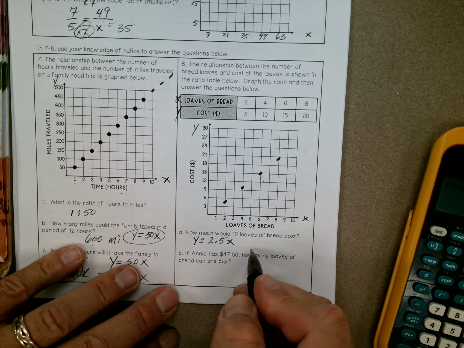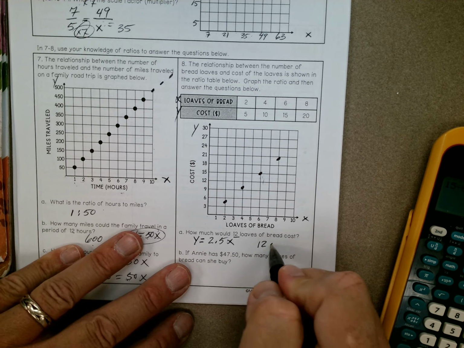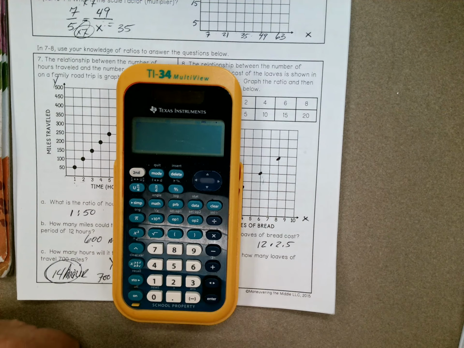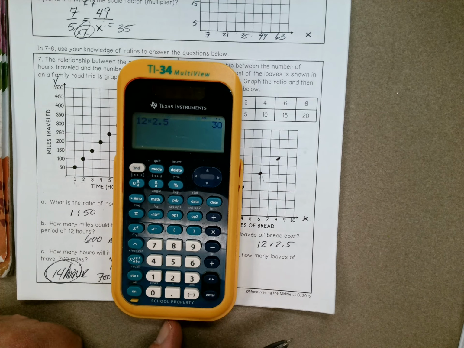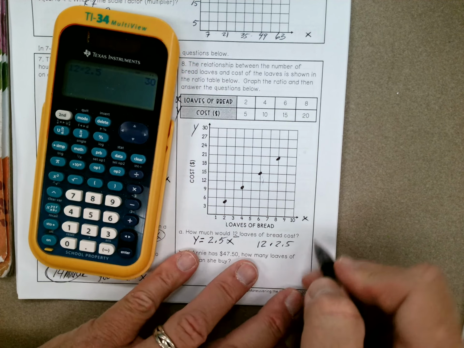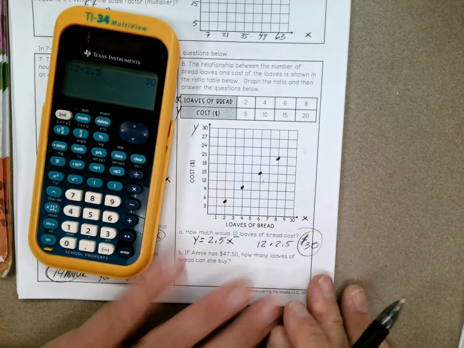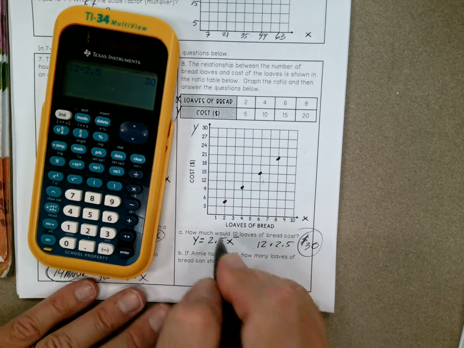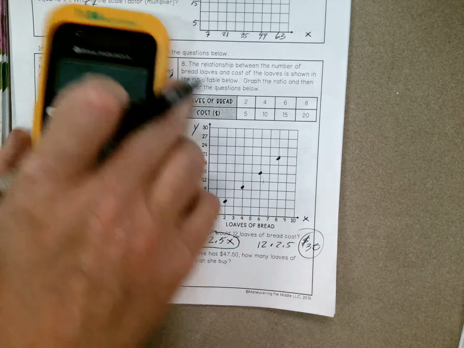So now, if I want to know about 12 loaves, 12 times 2.5, and let's grab our calculator. 12 times 2.5 is 30. So that to me is the easiest way to do it. And we're going to have $30, right? That's the cost. So it's so much easier once you figure out this equation.